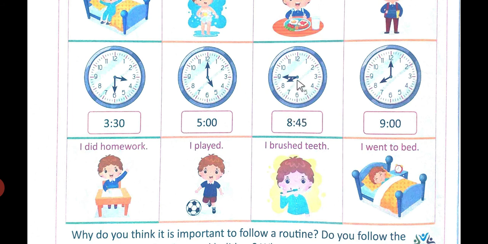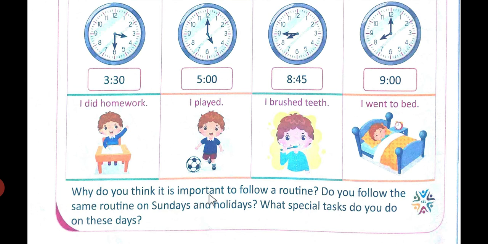Now see the time. The hour hand is just above 8, between 8 and 9, and the minute hand is at 9. So 8:45, I brushed teeth. And see the time. 9 o'clock has been written, no? So the clock is showing the hour hand is at 8 and the minute hand at 12. So it is 8 o'clock, not 9 o'clock. So 9 o'clock I went to bed. This clock is showing the wrong time.